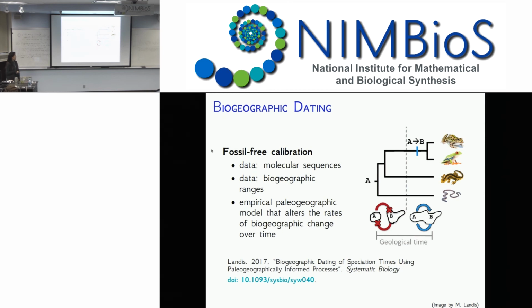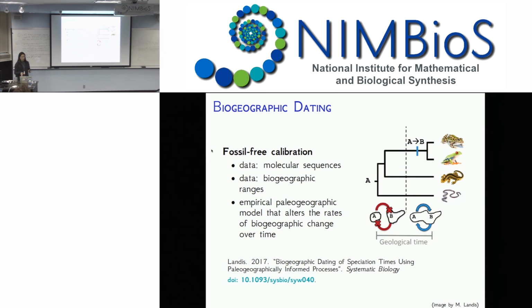So Michael just published this in a paper this year, essentially talking about how you can date phylogenies without fossils. The input for this would be molecular sequence data and biogeographic ranges. But then you also have to have an empirical paleogeographic model that describes the connectivity over time. So this underscores another point: if you're interested in these types of approaches, really understanding the geography of the history of the area that you're interested in becomes important.